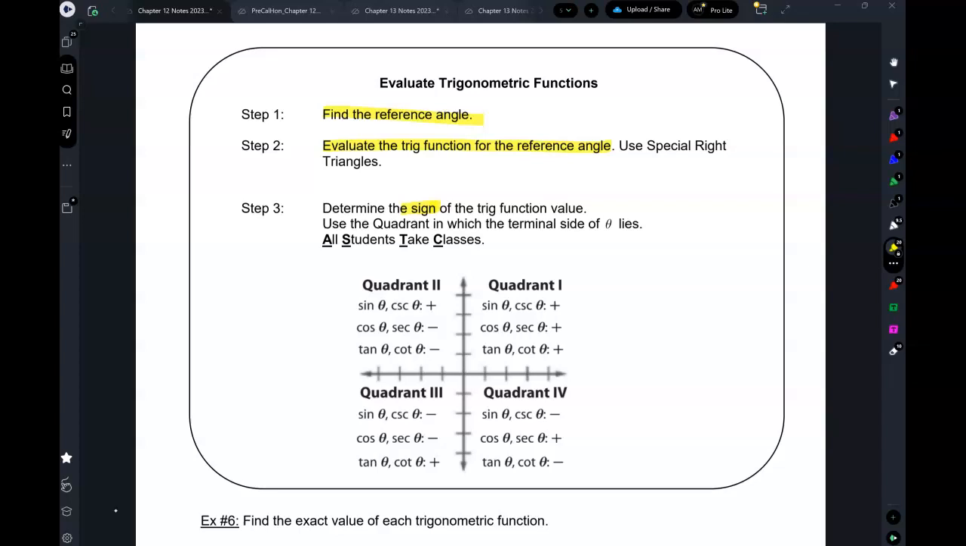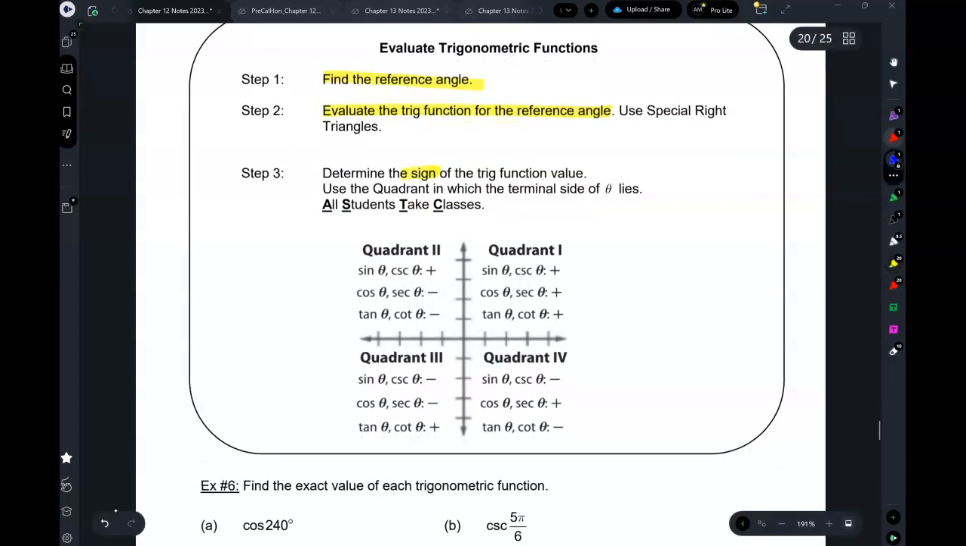How many quadrants are there? 4. And we go in the counterclockwise direction, correct? So look, here we go. Follow me here. All students take classes. Okay, that's what I remember. Now, these letters, oh my God, it's also sine, cosine, tangent. So these letters, the S, the T, and the C, they also double for sine, cosine, tangent. A means all, then sine, tangent, cosine.